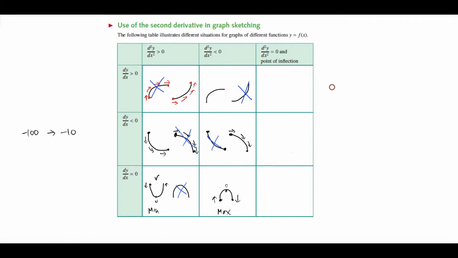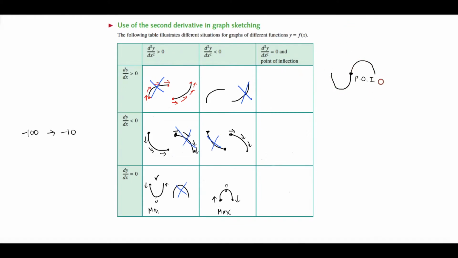So if, for example, it started being concave up, in this case this curve right here is concave up, and then at that point it shifts over to concave down. So we know this is concave up and that is concave down. Then this point right here is what we call the point of inflection. So it's when the concavity changes sign, okay?